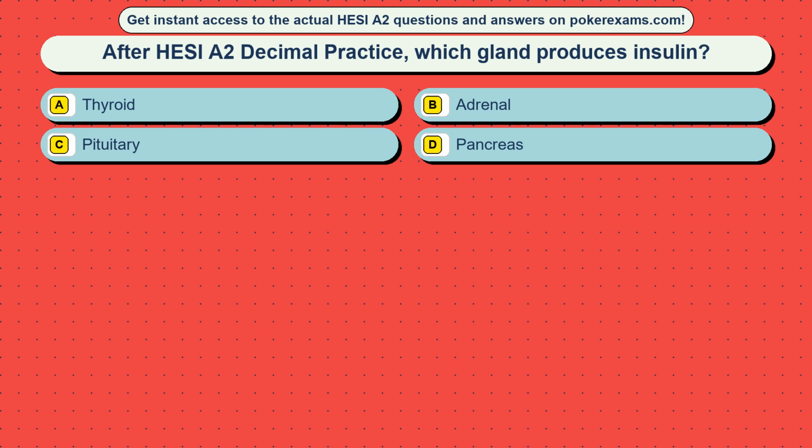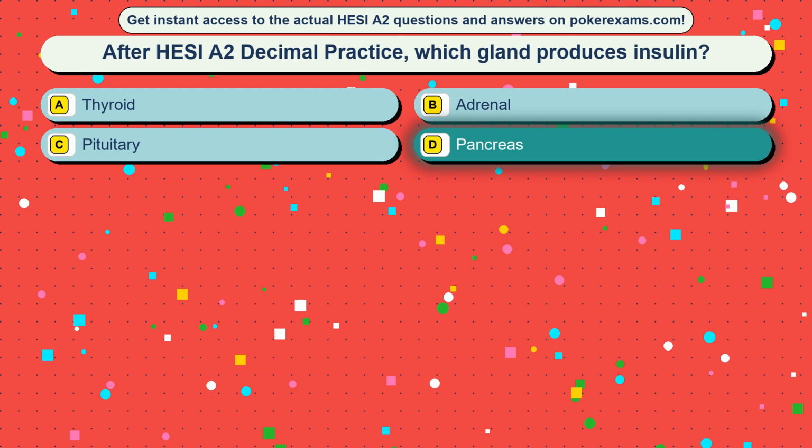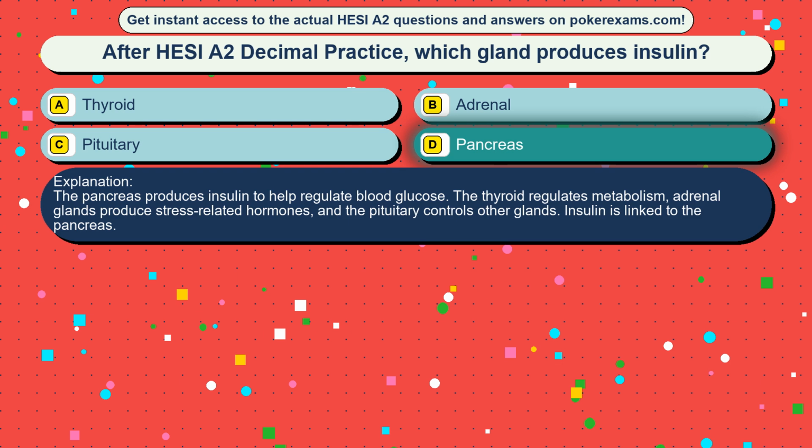Question 46. After HESI A2 decimal practice, which gland produces insulin? Option A, thyroid. Option B, adrenal. Option C, pituitary. Option D, pancreas. The correct answer is option D, pancreas. The pancreas produces insulin to help regulate blood glucose. The thyroid regulates metabolism, adrenal glands produce stress-related hormones, and the pituitary controls other glands. Insulin is linked to the pancreas.